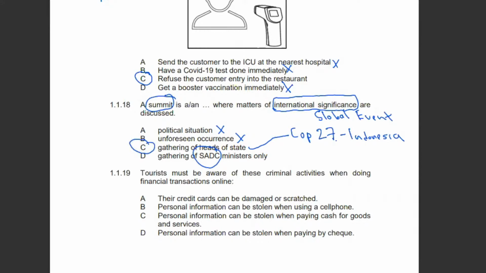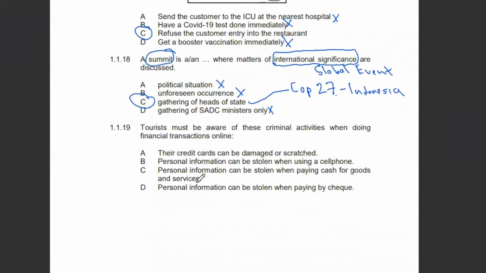So in this case, we'll be eliminating all the other three options which are given there. Then we only remain behind with C. It's actually a gathering of heads of state.